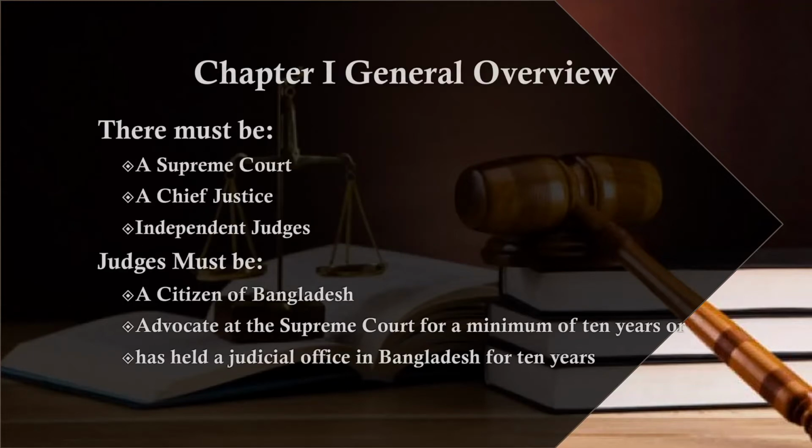Let's have an overview of the Supreme Courts first. According to Chapter 1, there must be a Supreme Court which would consist of an appellate division and a High Court division. There shall be a Chief Justice appointed by the President directly. The judges shall be independent to perform their functions without the interference of the legislature. Chapter 1 contains all the rules and procedures for the appointment of the judges.